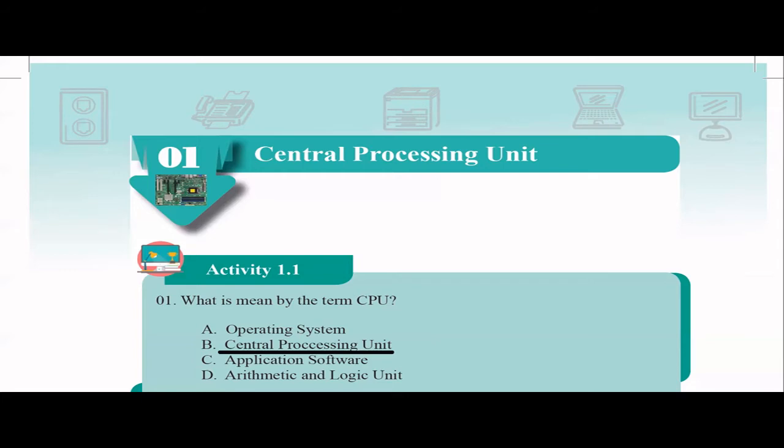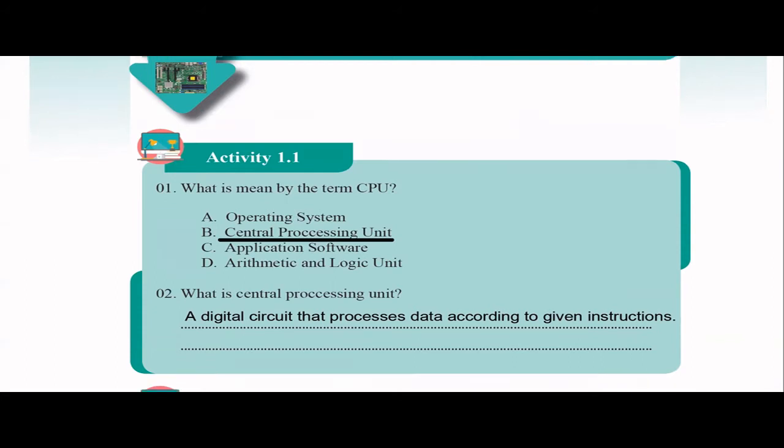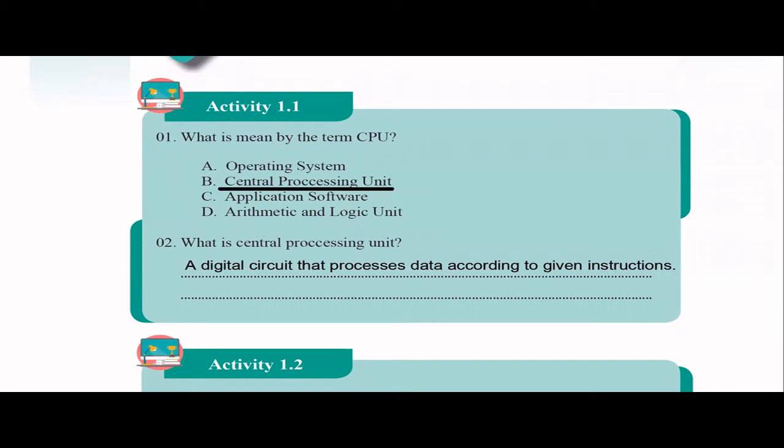So activity 1.1. Here it is asking what is meant by the term CPU. If you don't know, go and study it back. CPU is Central Processing Unit, which is what we are talking about in this chapter. And what is a central processing unit? It's a digital circuit which processes all the data which you enter according to the given instructions. So instructions should be given, and based on that, all the data will be processed by the central processing unit.